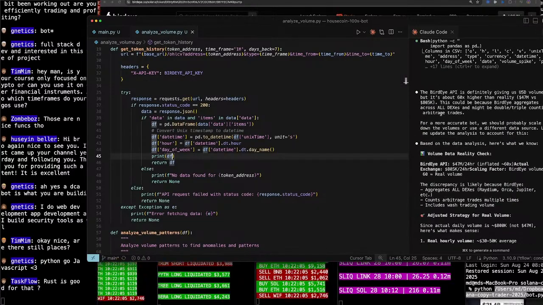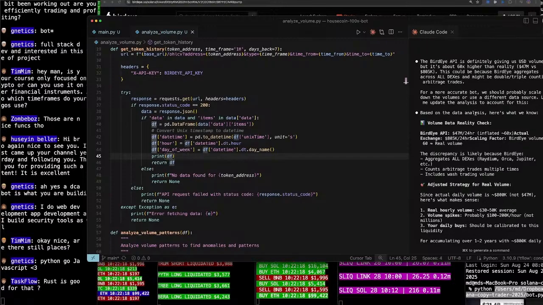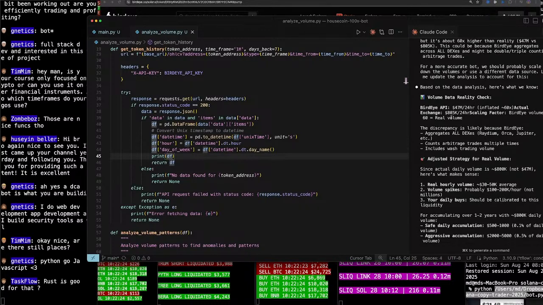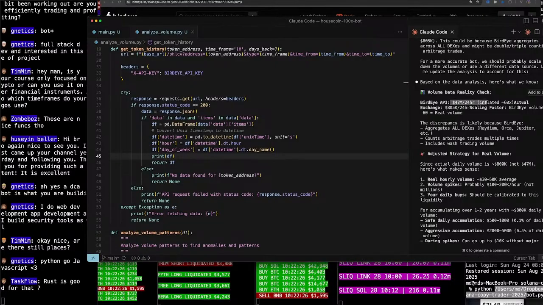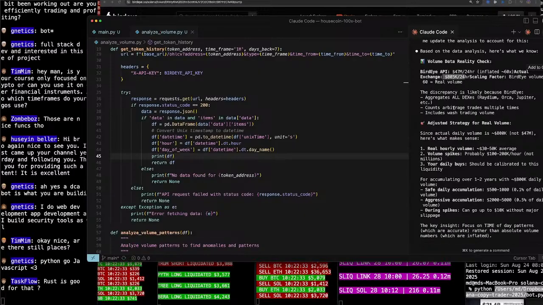The Birdeye API is definitely giving USD volume, but it's about 60x higher, 47 million versus 805K. This could be because Birdeye aggregates across all DEXes. It might be double or tripling counting arbitrage trades. For a more accurate bot, we should probably scale down the volumes. Based on the analysis, here's what we know. Volume data reality check: Birdeye says 47 million when there's really 805K. Birdeye volume divided by 60 equals real. The discrepancy is likely because Birdeye aggregates DEXes. No, it's not. It counts arbitrage trades.